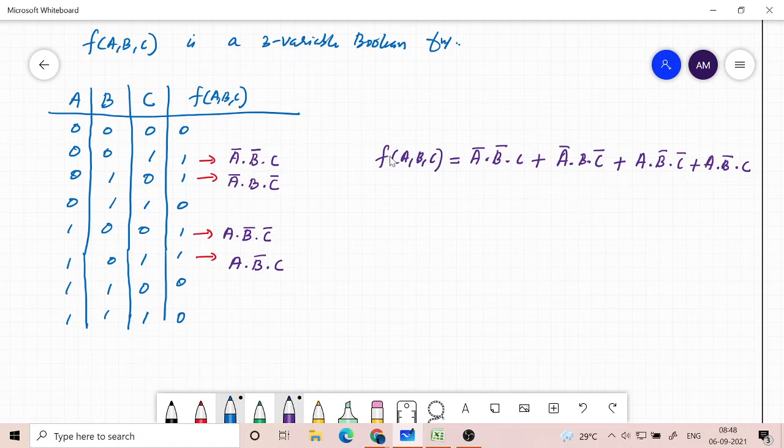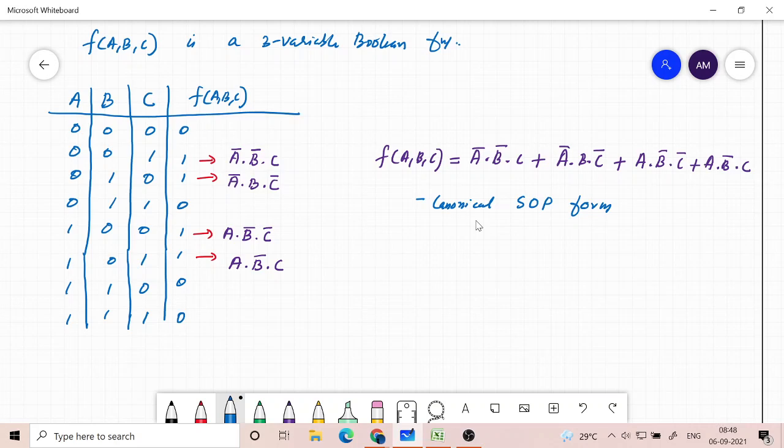So this is the only way the Boolean function can become 1. Either the first term becomes 1, or the second term becomes 1, or the third term, or the fourth term becomes 1. So there are only 4 cases that will give rise to 1. There will be 4 such terms like this, and each term has all the 3 variables present, either in direct form or in complement form. There is a name for this way of writing down the Boolean expression. This is called the canonical SOP form. Canonical SOP form.